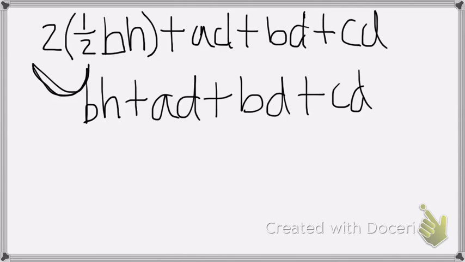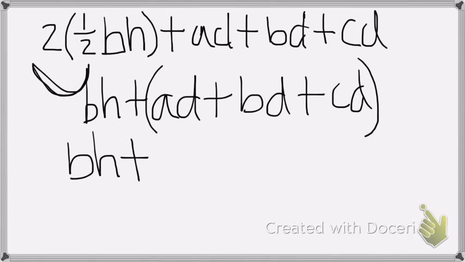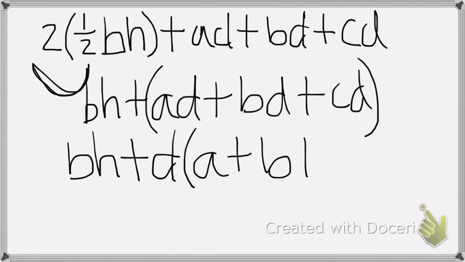And if you look at this section right here, we can take out a D. So if you want it to be even shorter, we have our base times our height, which is the area of our bases right here. And then we're going to add D times A plus B plus C. And that is your total surface area of a triangular prism.